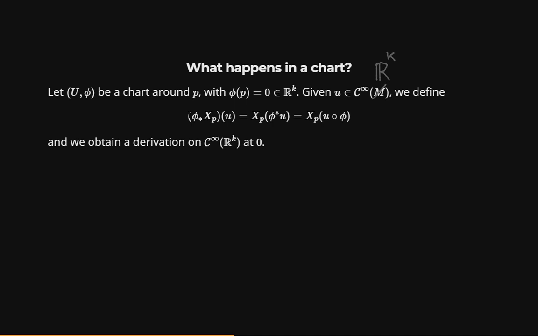Now we define phi star of x_p as applying x_p to u composed with phi. If you do the calculations, this is a derivation, so it has the same properties as before: it's linear and it obeys the Leibniz rule on functions of R^k. So u is a function on R^k, and we build a derivation by this formula. We apply x_p, a tangent vector to M, to the composition of u with phi.